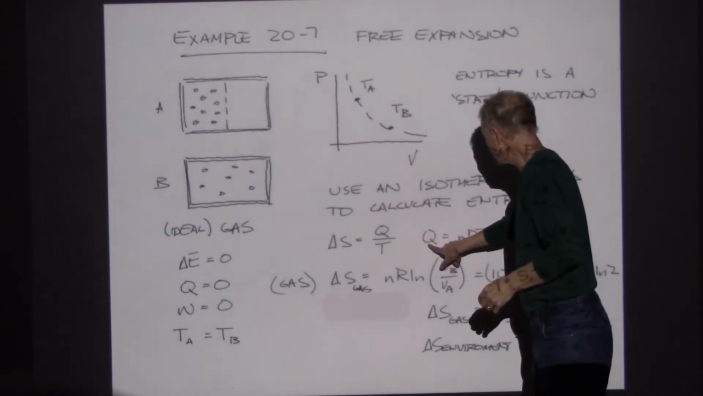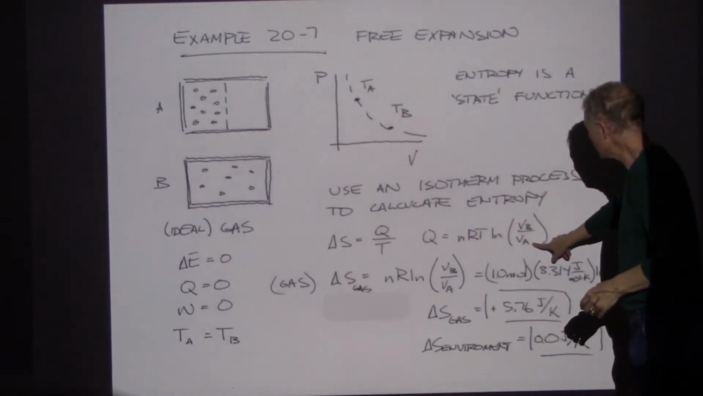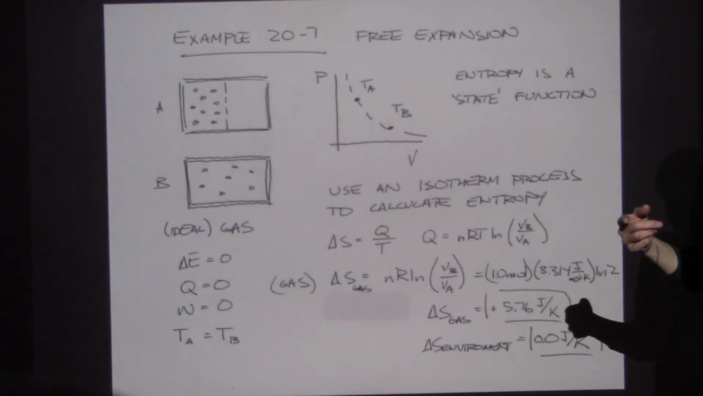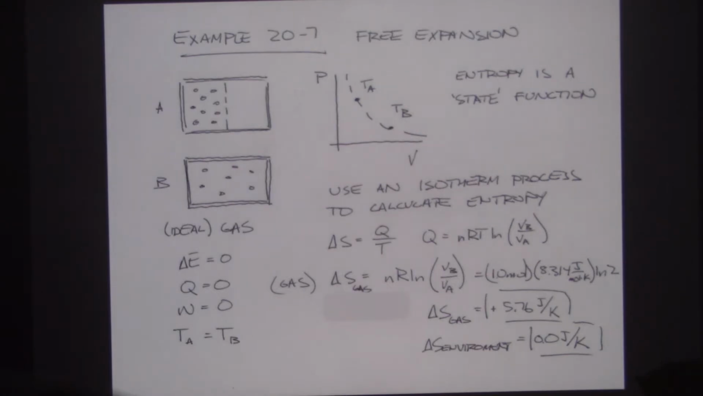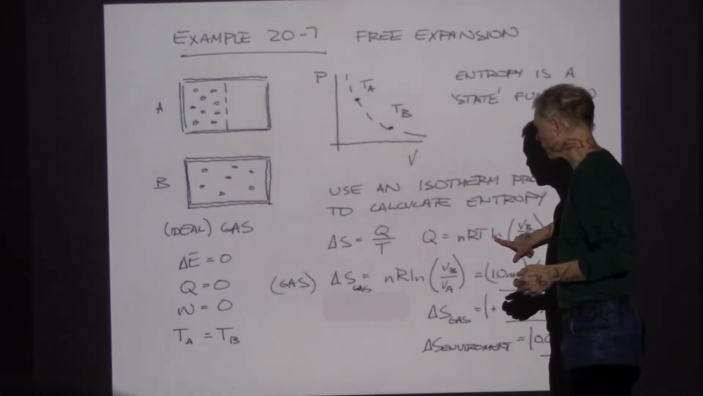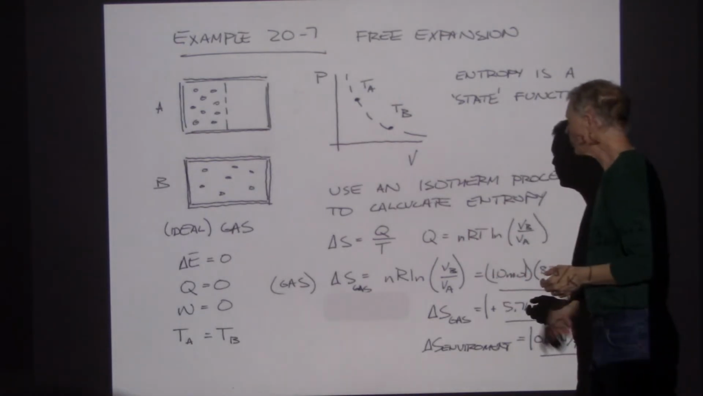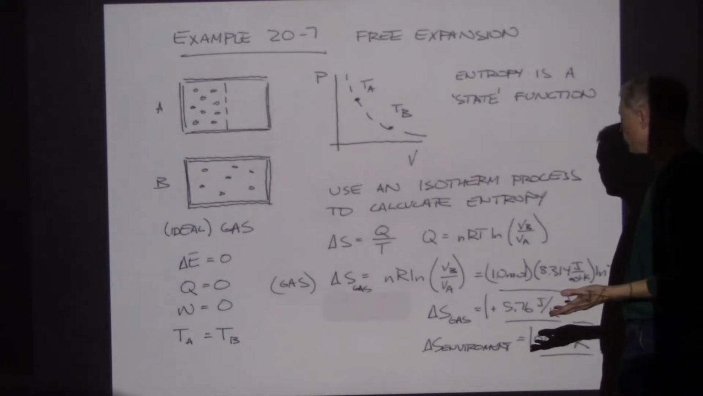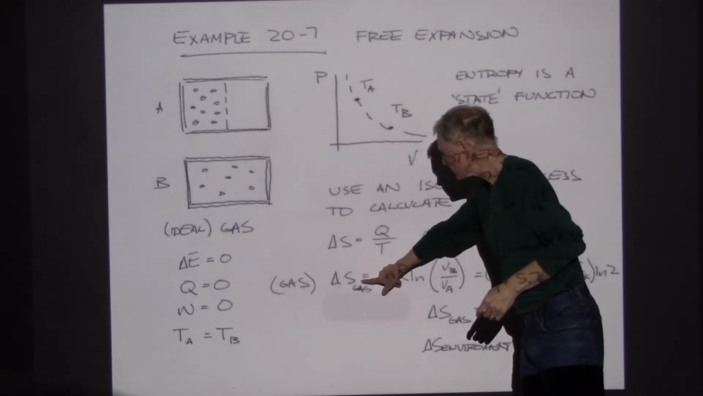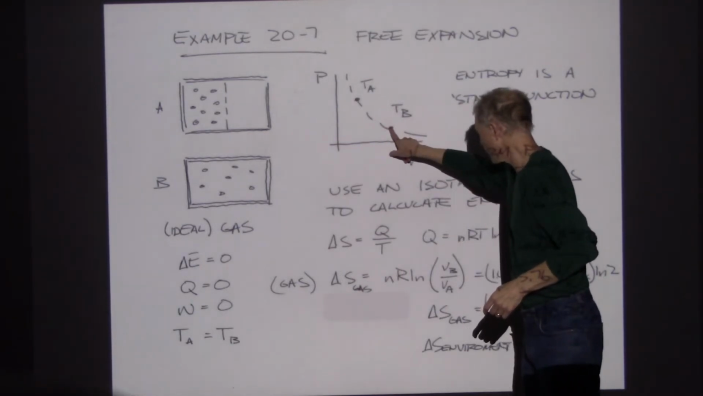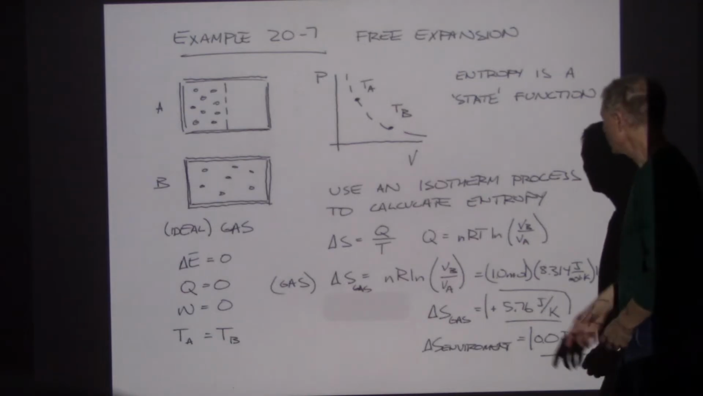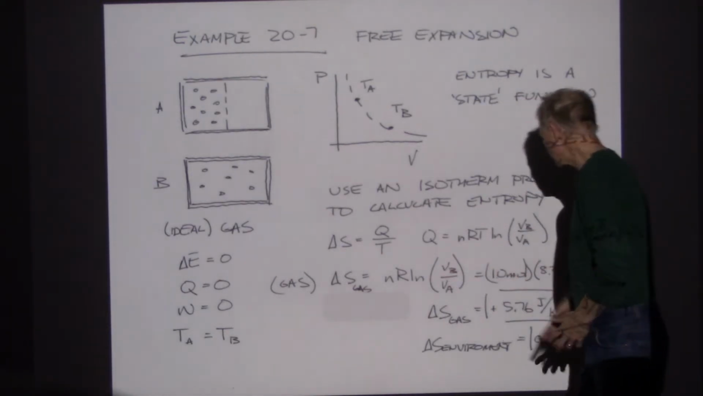What I can do then is say Q is equal to nRT ln of V_B over V_A. That came from earlier when we were calculating work for an isothermal process, and then said that the Q matches the value for work. So this is how much heat would have transferred if it had been isothermal, and then I can divide through by T. So if I take the delta S, imagining that it followed an isothermal process, what I end up with is nR, natural logarithm of final volume over initial volume.